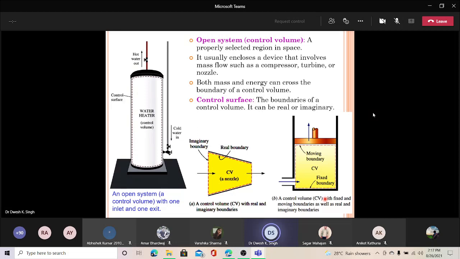So this can be both. Here we have the examples in these figures. You can see these are the nozzles, moving boundary here. So these are some examples of an open system. This is the case of a nozzle. This is the piston in cylinders. So this shows how mass exchange takes place, and when it is called the open system.